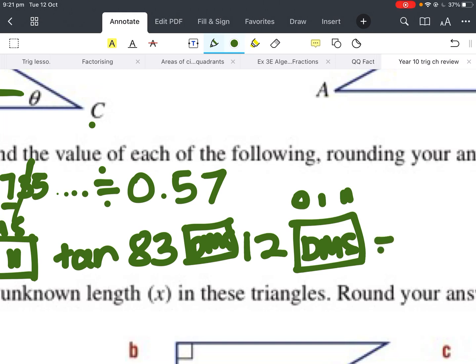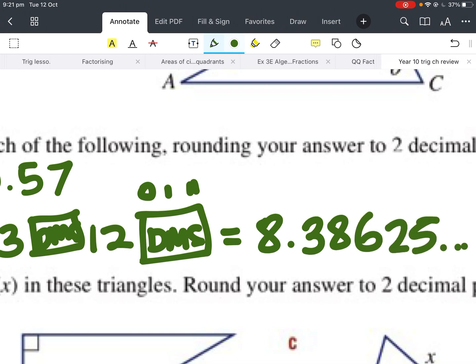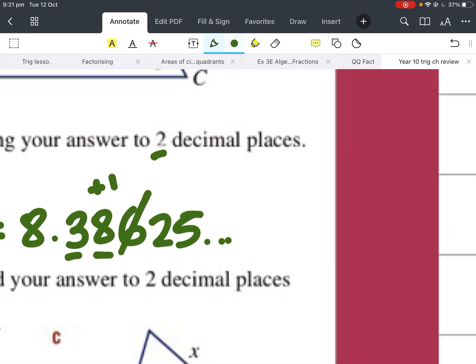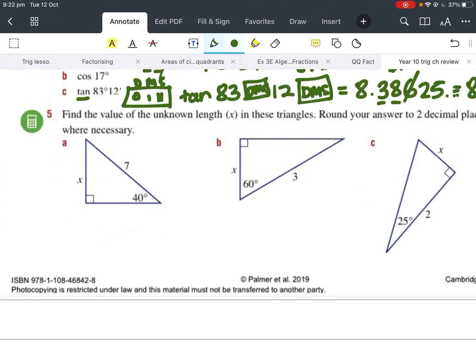Don't think it makes a difference, but just in case, my answer was 8.38625. That's right. And the answers are actually at the end of this if you want to check them. So the 2 decimal places means I keep those 2, but I get rid of the 6. Now, is the 6 in the 4 or less or the 5 or more category? Hopefully you said it's in the 5 or more. So that means we have to add 1 to the 8. So it's 8.39, my answer. So that's how you use the DMS key.